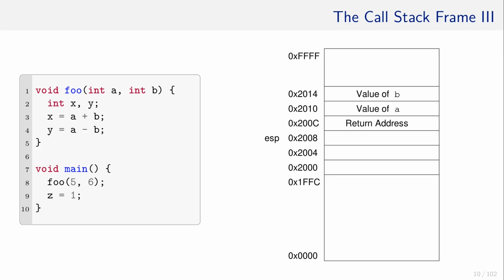In the next step, the return address is stored. This return address points to the next instruction after foo in the main. That is, it points to the instruction located in line 9. Next is the generation of the base pointer, or also called frame pointer.